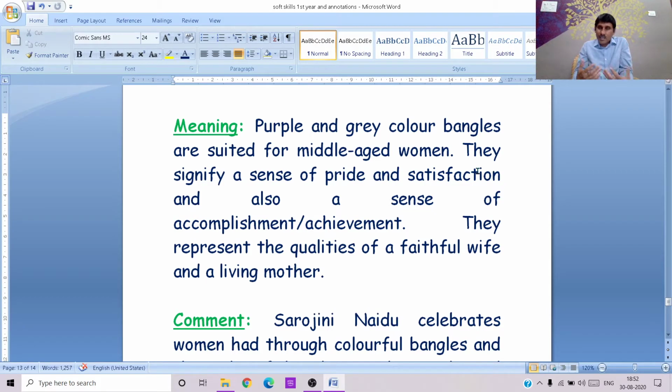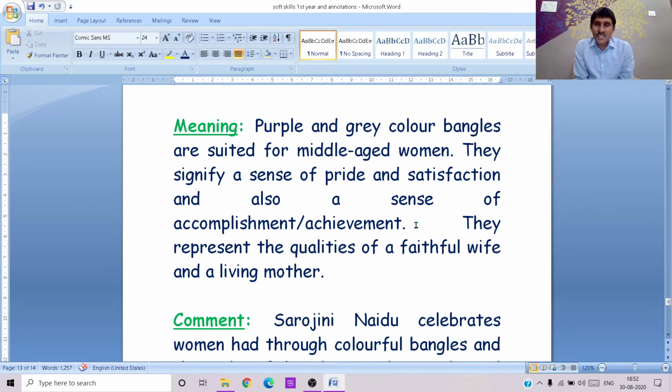So what is the color of bangle they should be wearing? Purple and grey. What is the significance of purple and grey? Here we have an explanation. Purple color signifies a sense of pride and satisfaction. They have a little bit of pride because she was successful enough in bringing up her children and making them responsible citizens of the country. So there is a sense of pride and satisfaction, also a sense of accomplishment and achievement.